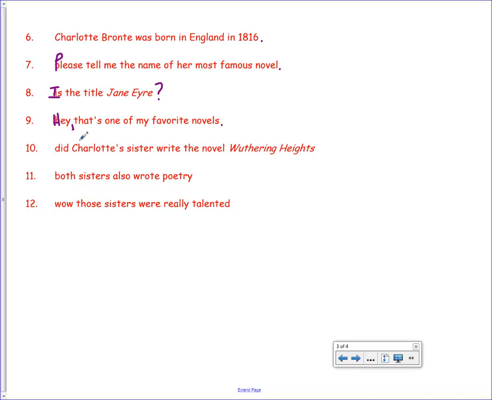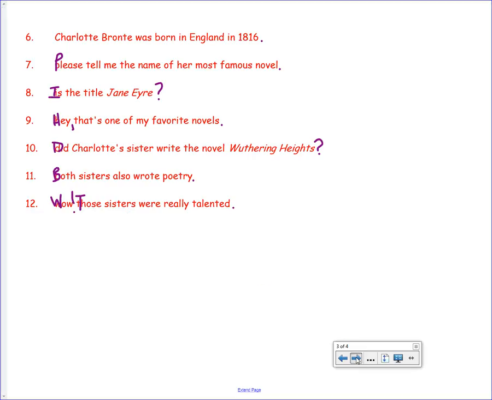You could have made the decision here also to do an exclamation point, but then you have to capitalize the T in that. "Did" should be capitalized. "Charlotte's sister write the novel Wuthering Heights," question mark. Both capitalized. "Sisters also wrote poetry," period, declarative sentence. "Wow," I would say exclamation point, and I would capitalize the T in those. "Sisters were really talented," period.